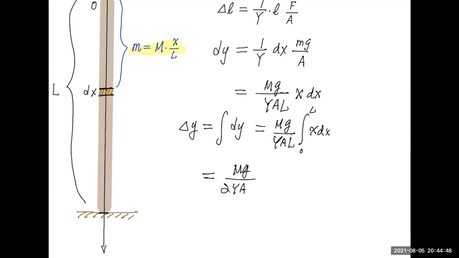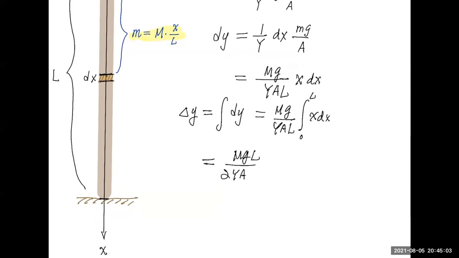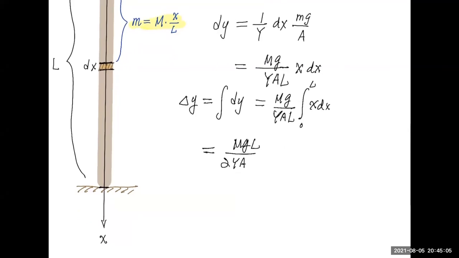That's 1/2 L squared. The 2 is right here, and you have L squared over L. So overall, you have an L here. So that is delta y, the total amount of compression. Now, it's interesting for us to find the actual numerical value. But before we do that, let's think about it this way.